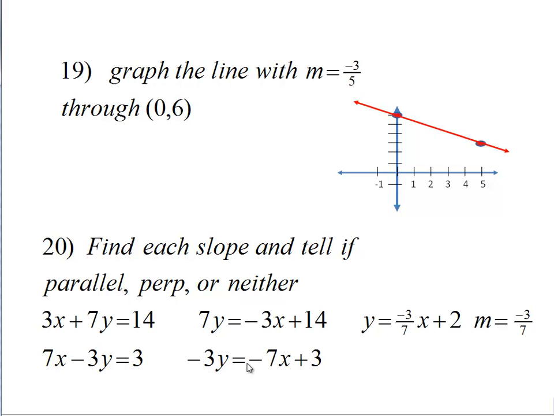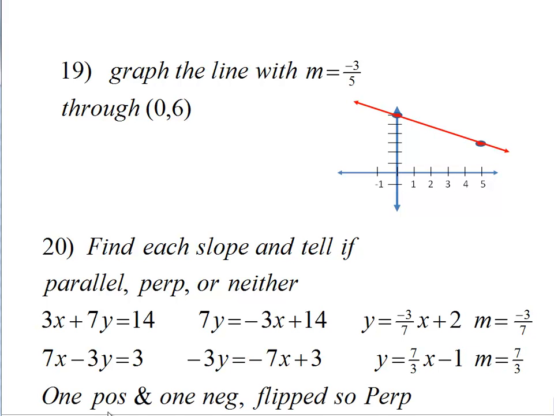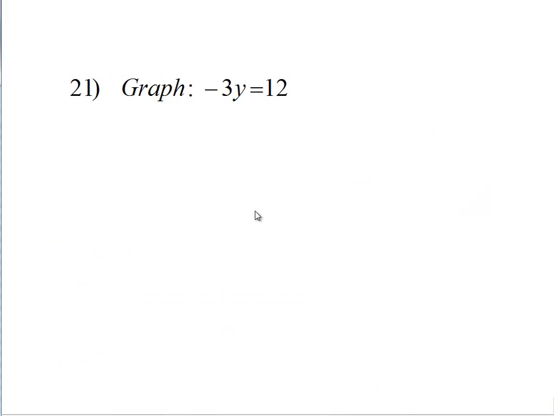So you get negative 3y is negative 7x plus 3. Divide by negative 3. Negative 7 divided by negative 3 is positive 7/3. Positive 3 divided by negative 3 is negative 1. This slope is 7/3. Okay, if you look at these, I flip them over. 3 over 7, 7 over 3. One's positive, one's negative. That makes it perpendicular. A positive and a negative, and they're flipped over. That makes them perpendicular.